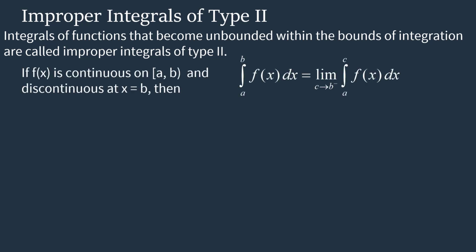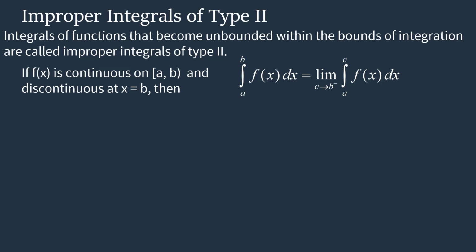So if the function is continuous from the half-closed interval from a to b, but discontinuous at b, then the definite integral from a to b of f of x dx is the definite integral from a to c of f of x dx, where c is a variable and c approaches b from the left. Now, from the left is important because c has to stay inside the bounds of integration at all times. So if c is between a and b, that means c is less than b. So c must approach b from the left.